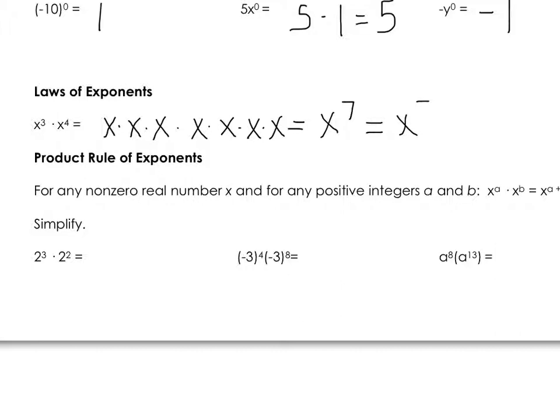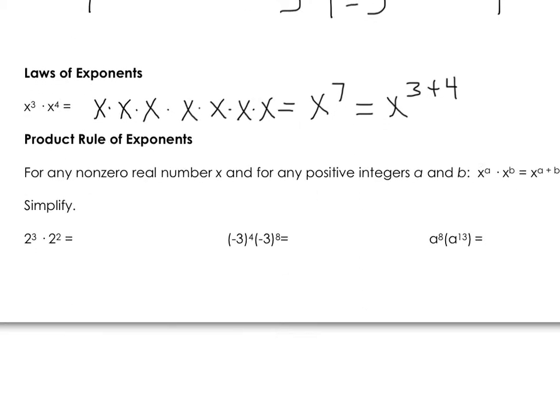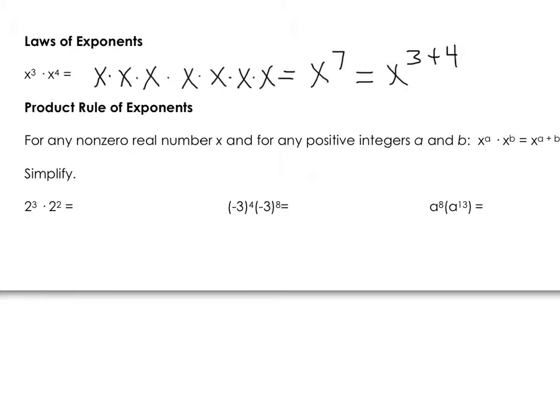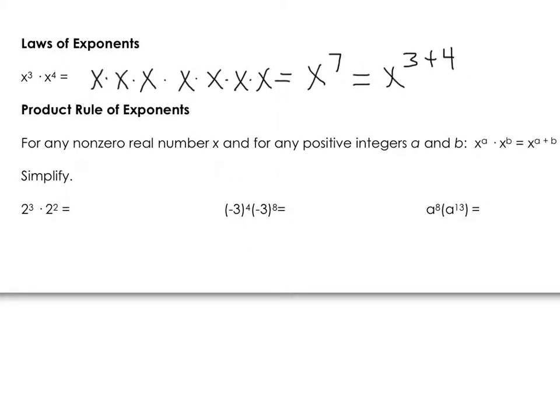Could we just add those exponents? Does that work every time? Yes, that does work every time. In fact, we have a product rule for exponents that tells us that for any non-zero real numbers x, and for any positive integers a and b, then x to the a times x to the b equals x to the a plus b. If you're multiplying and the bases are the same, you can add the exponents.